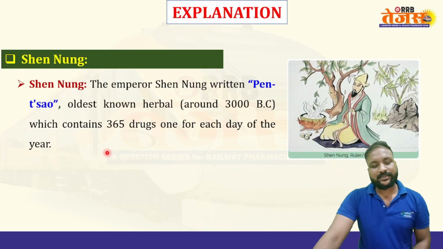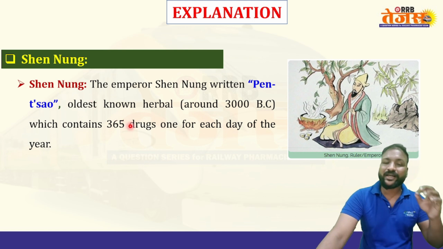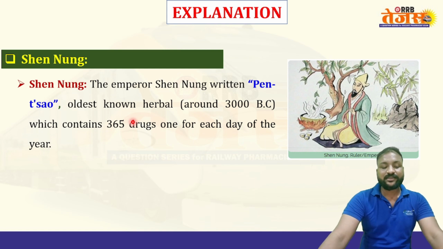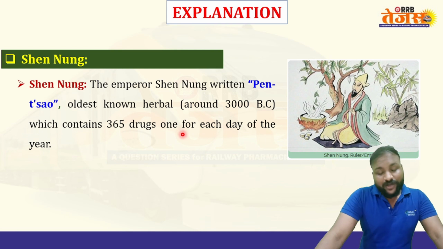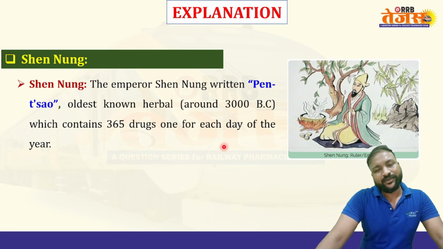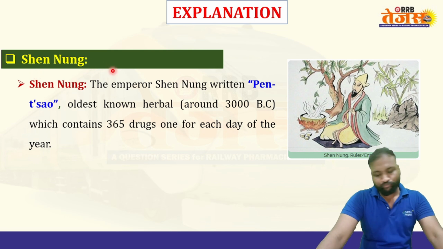Yes, Emperor Shennong wrote the Pentisavo, the oldest known herbal, written around 3000 BC, which contains 365 drugs, one for each day of the year. For every day in a year, he included 365 herbs. But this person belongs to the Chinese system of medicine.